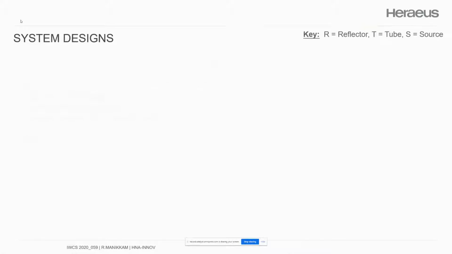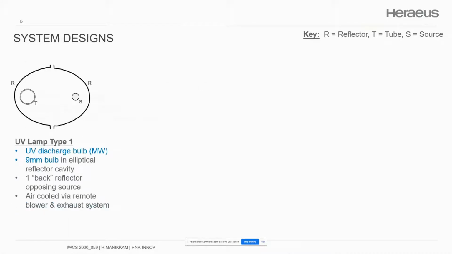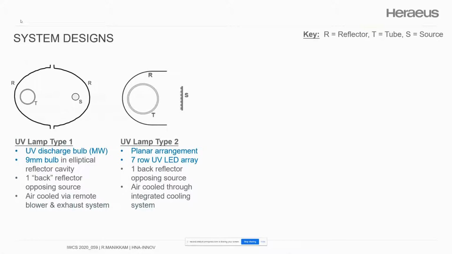So to jump right in, I'll give a quick summary of what these different system designs look like. So you first have UV lamp type 1, which was a UV discharge bulb or a microwave lamp. It had a 9mm bulb that was enclosed in an elliptical reflector cavity there. So the diagram labels all the reflectors that were used in this. So you have a reflector around the source there, labeled by R. And then you also have a reflector that's opposing the source as the back reflector. And then you can also see there the cross-section of the curing tube T. This UV lamp type 1 was air-cooled via remote blower and exhaust system.